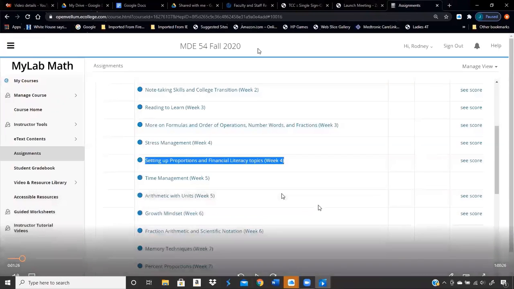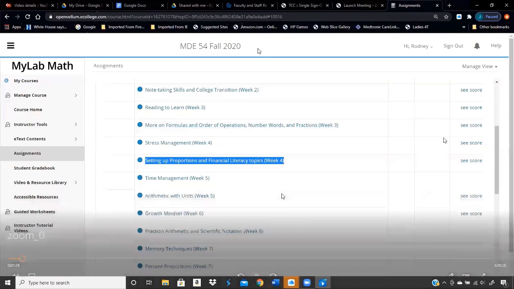So we're going to talk about some stress management today, some time management, a little bit more stuff with fractions. We're going to kind of break this in half. The first half will be less of the math-based stuff, and then the second half will be more math-based. So let's go ahead and get into this. Per usual, if you have any questions, I'll be in the chat.